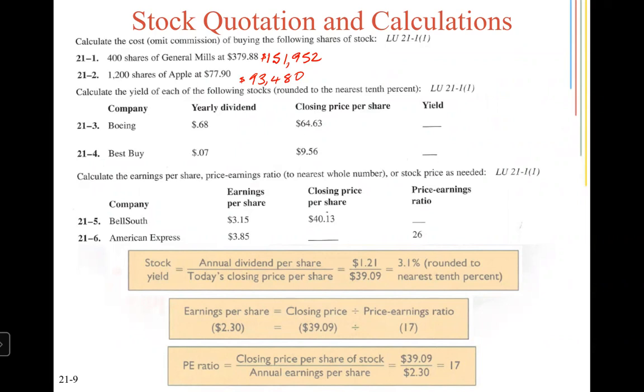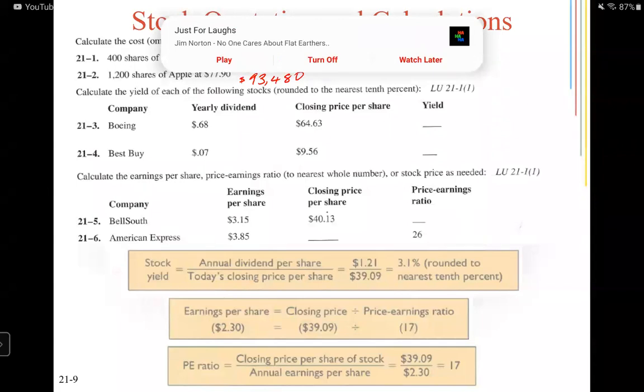All right, so we'll look at one or two examples with commission later on in the lesson. The second one, so if you want to buy Apple shares, at that time they were going for $77.90. You decide you want to buy 1,200, you multiply, you get 93,000.